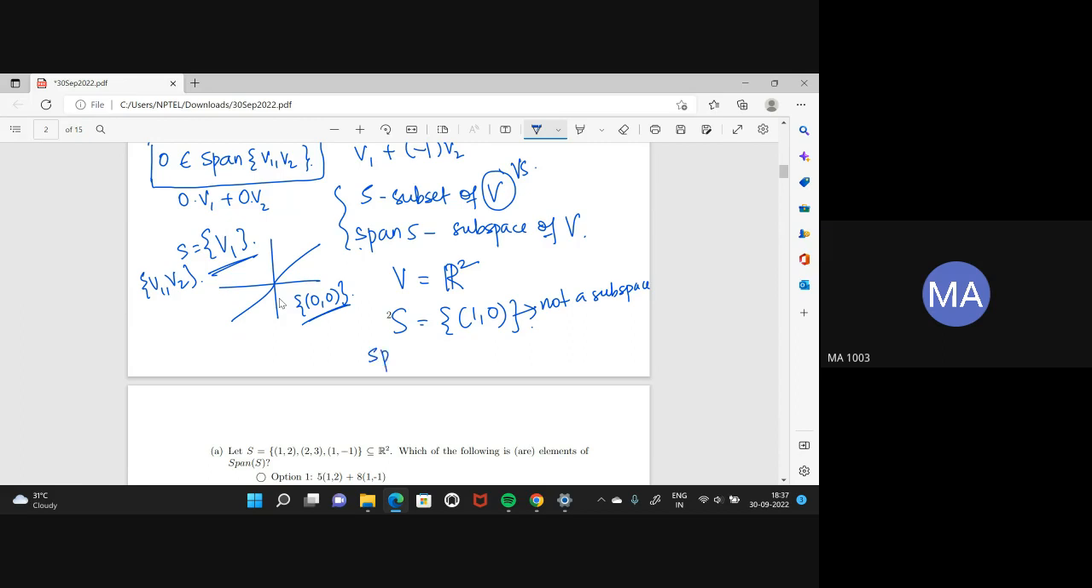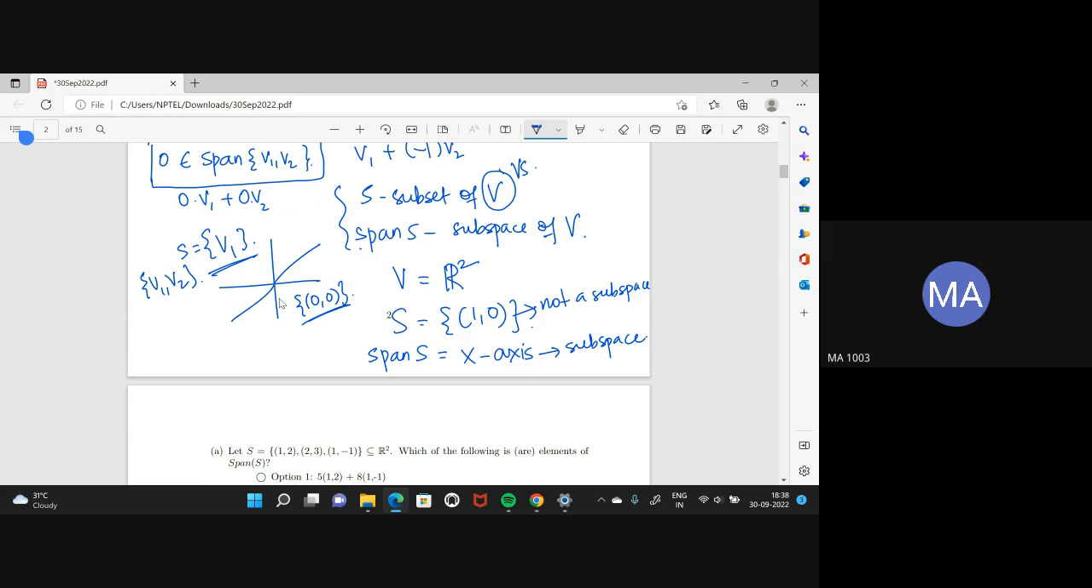Now, what is the span of S? All possible linear combinations of elements of S, right? You'll get the x-axis, right? Yes. Is the x-axis a subspace? Yes. Why? It's a line passing through the origin, right? And we know lines passing through the origin are subspaces, right?